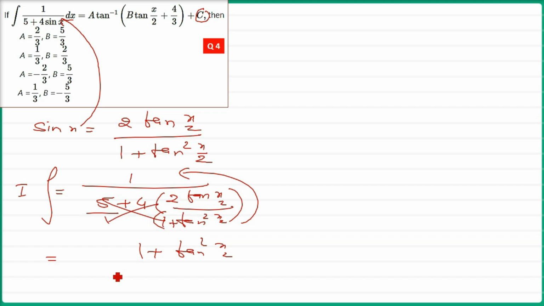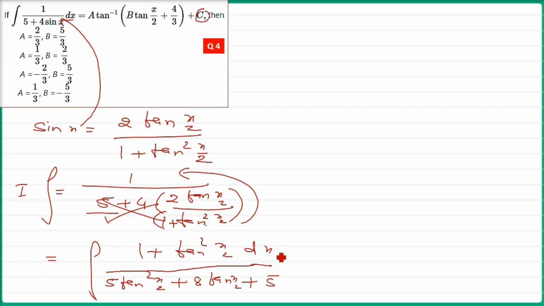Also 4 into 2 tan x by 2 will be 8 tan x by 2. So it will be a quadratic equation with tan square x by 2 and tan x by 2. So just take the LCM. That LCM will give you 1 plus tan square x by 2 in the denominator. That will go up. So I have already written that. When you solve this, this will be 5 tan square x by 2 plus 8 tan x by 2, plus 5. Okay, this is dx. Now 1 plus tan square x by 2 is simply sec square x by 2.